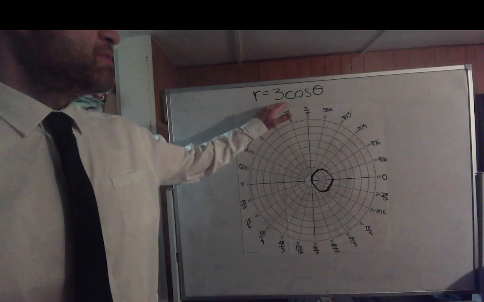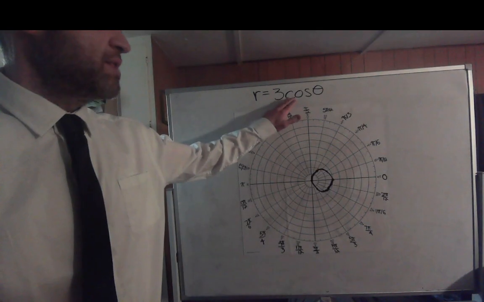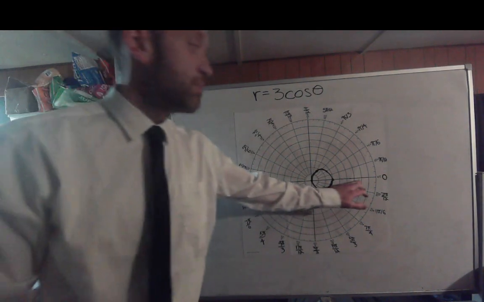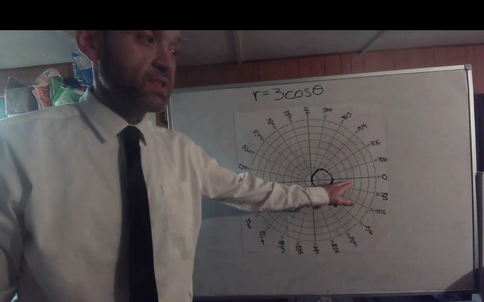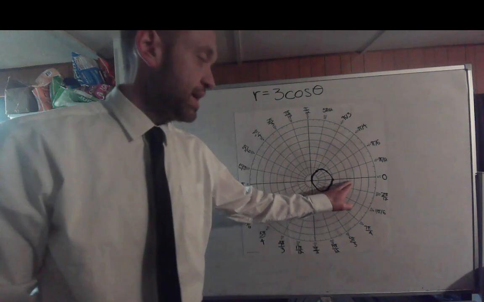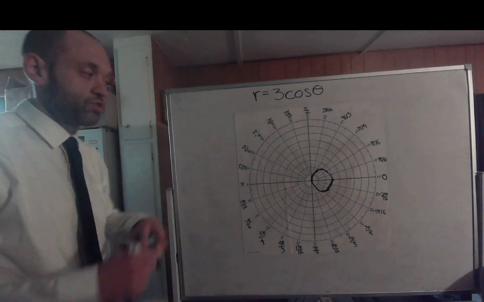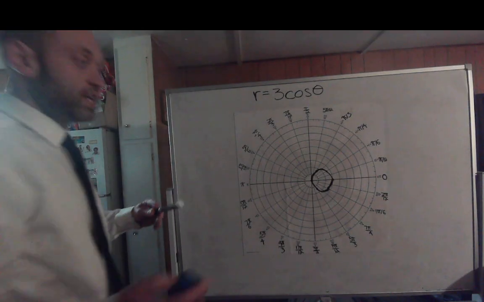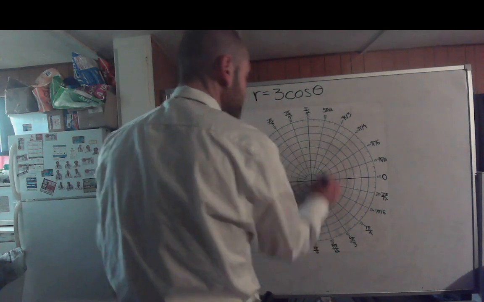So if you have a cosine of theta, it's going to be symmetric with the polar axis, this is called, which is 0 through pi. That's called the polar axis. It has polar axis symmetry. Now, let's change the function a bit, and we'll see how this is different.